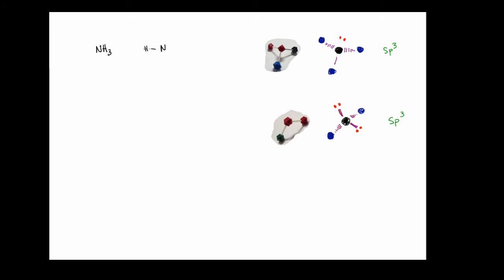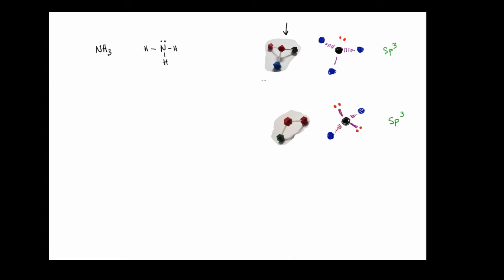Most people will end up drawing some version of what I have here. Notice that there will be an unshared pair of electrons on the nitrogen. Now over here on the right, I've provided a model of what this compound looks like, and you can see that the model shows only the atoms and how they're connected to the central nitrogen. The unshared pair of electrons is not shown.